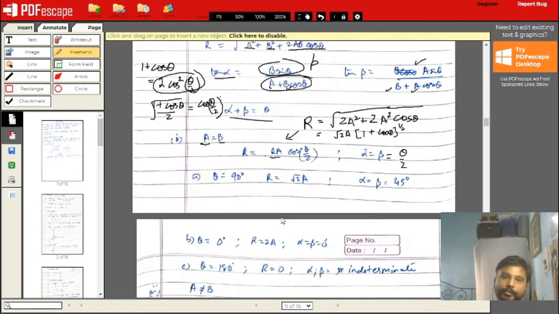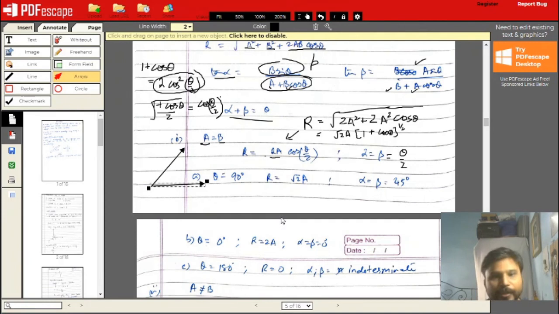From that comes a very important natural idea: you have two vectors which are equal in magnitude. This is a force applied on some body, and another force is applied on the same body. Let's say I've drawn it somewhere here.